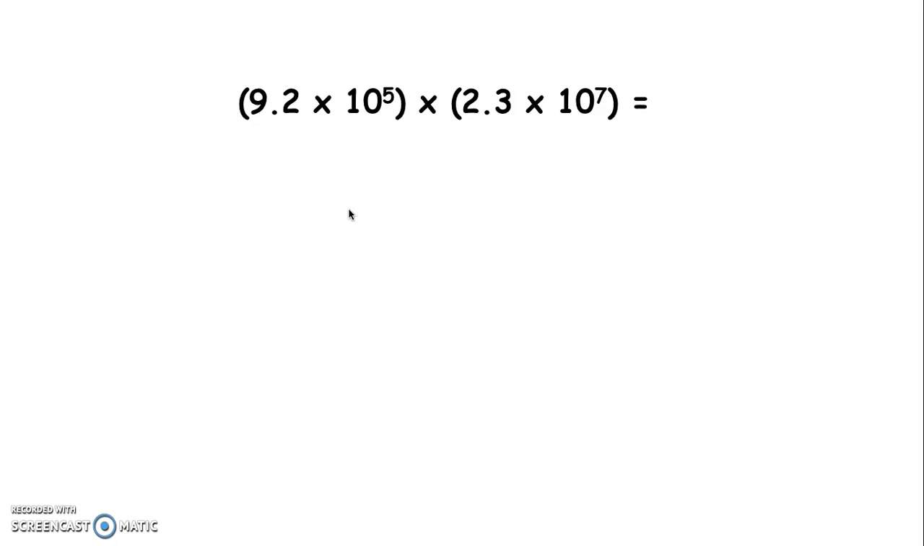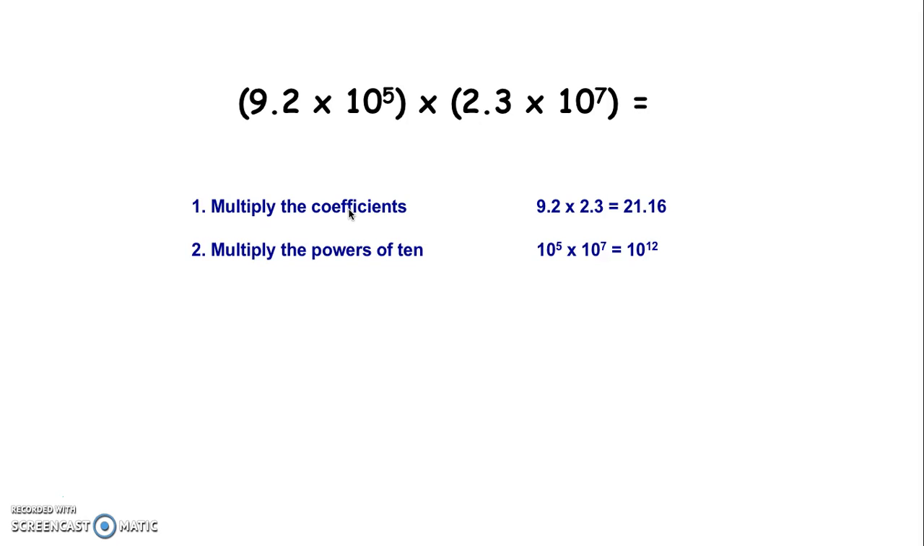Our next example is 9.2 times 10 to the 5th times 2.3 times 10 to the 7th. First we need to multiply our coefficients, 9.2 times 2.3, which when you multiply that out, you get 21.16. Then you multiply the powers of 10. 10 to the 5th times 10 to the 7th is 10 to the 5 plus 7, which is 10 to the 12th. Then you combine those results. So we have 21.16 times 10 to the 12th.